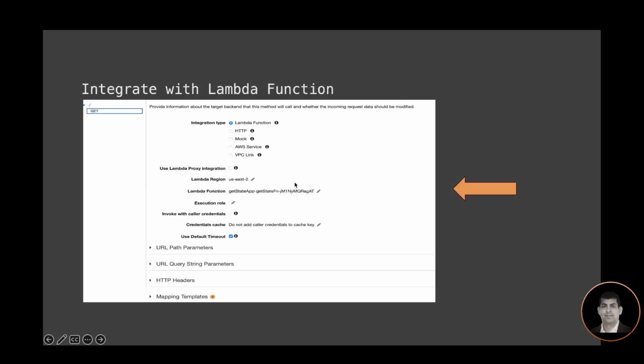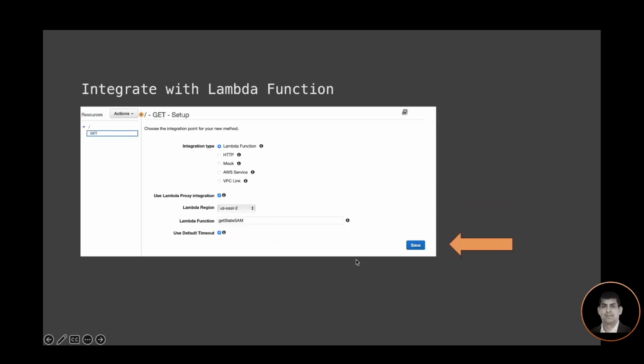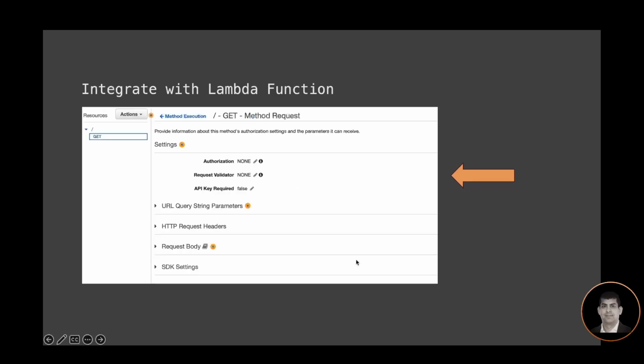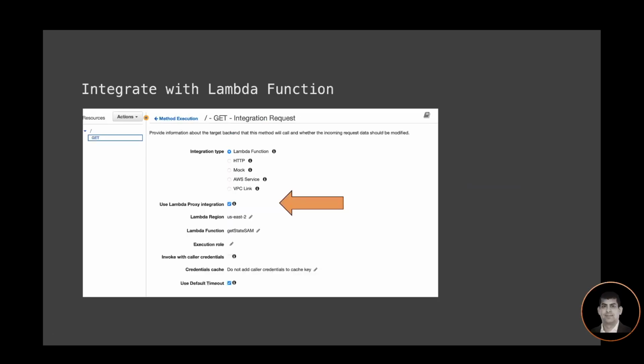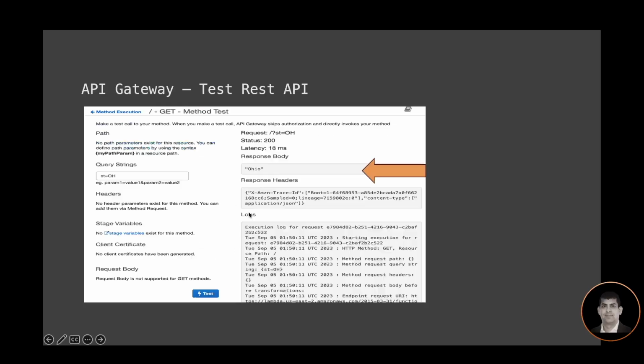Let's look at our integration. Looks all good. I have it as Lambda function, my region, my Lambda function name. I'm using default timeout. Let's look at this. API is not secure. I have not added any auth or API key. I'll be doing it in different workshops. Let's continue. Proxy integration is clicked.